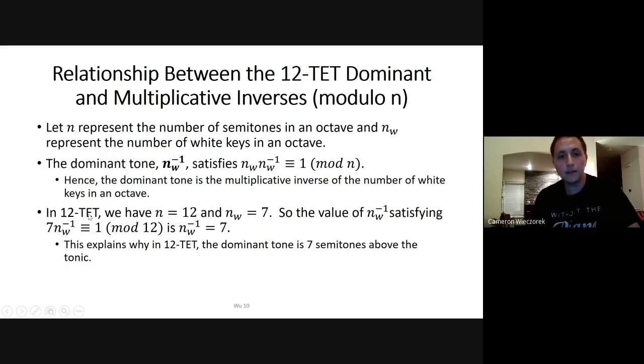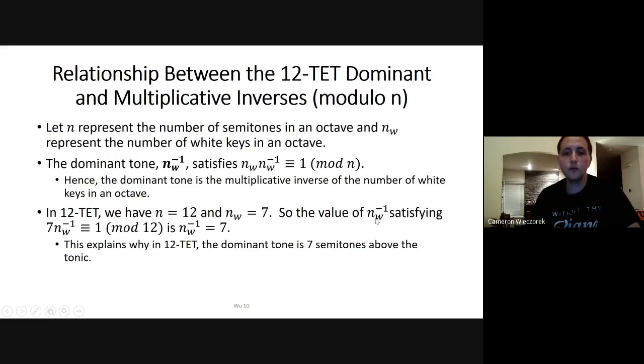We're working in the 12-tone temperament system. We said n is the number of semitones in an octave. Earlier we said there are 12 semitones in an octave, so n would be 12. N sub w represents the number of white keys in an octave. If you look at a typical piano, there are 7 white keys: C, D, E, F, G, A, B, and then we're back to C. It starts over. So 7 white keys in an octave.